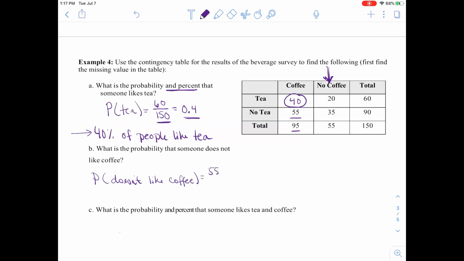Okay, well that'd be 55 out of your grand total. I didn't ask for percentage. I didn't ask for a decimal, so I am fine. I can just leave it like that.